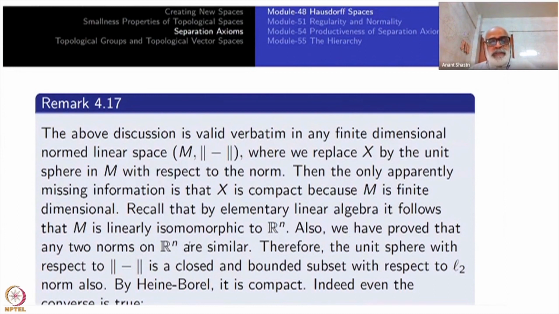Therefore, whatever norm we take, the unit sphere with respect to this norm is a closed and bounded subset with the L2 norm also. In the L2 norm, closed and bounded subsets are compact by the Heine-Borel theorem. So there is nothing missing. There was apparently missing information, but everything is available.